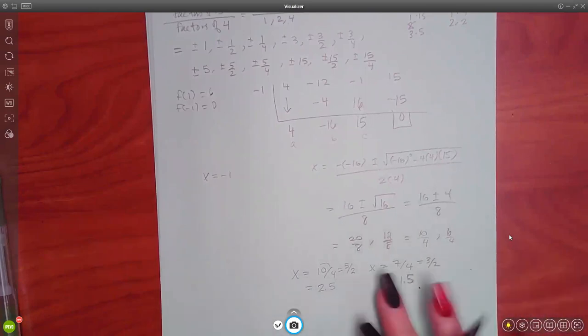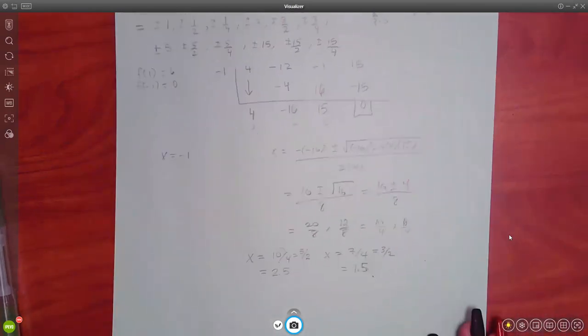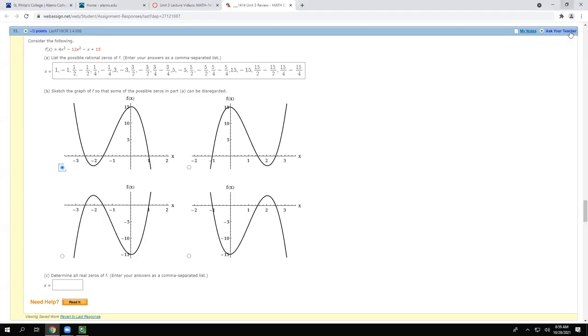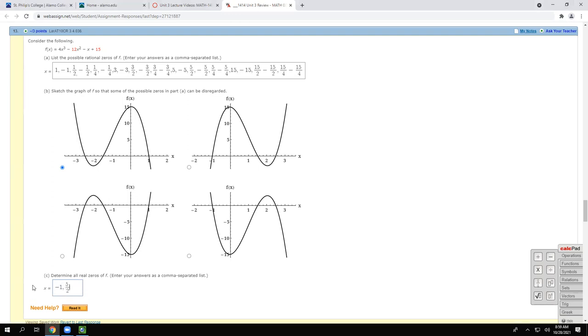But being 0.75 and 0.5, I probably still would have picked the correct graph. So the zeros that worked were negative 1, 5 halves, and 3 halves. So let's see. Negative 1 is the only negative zero I should have.